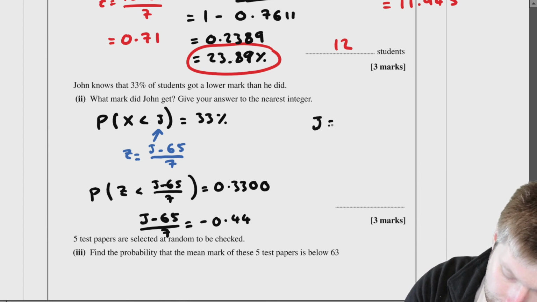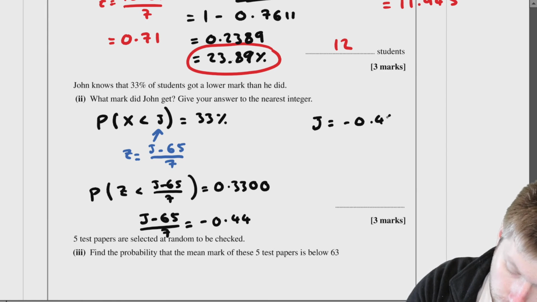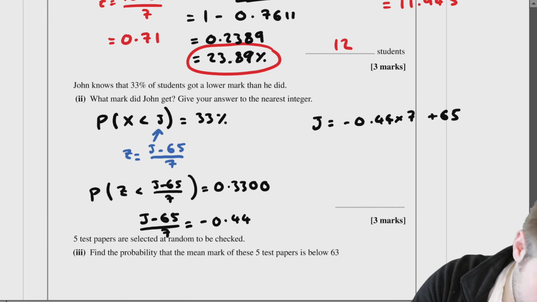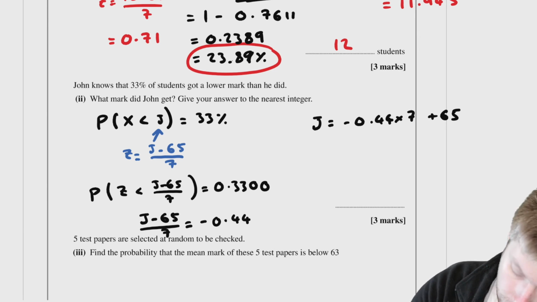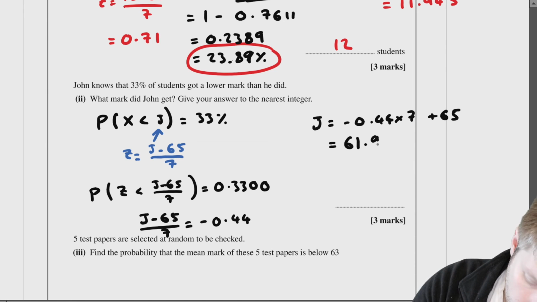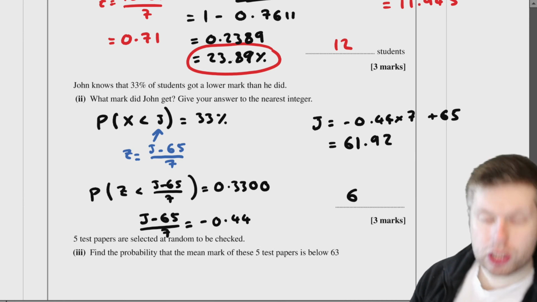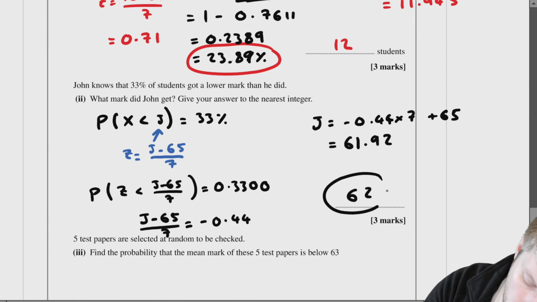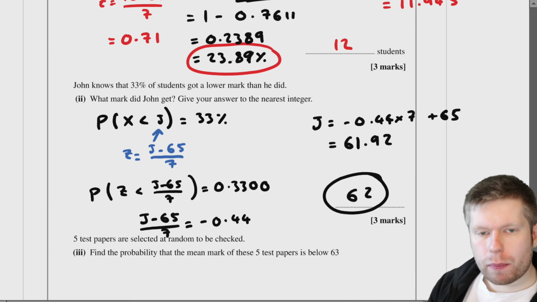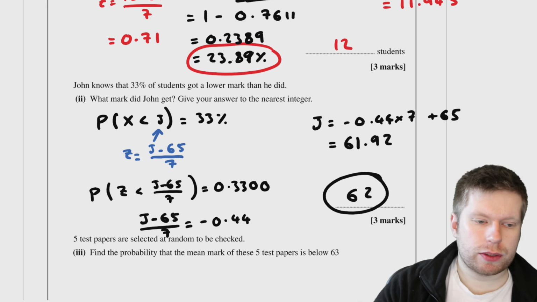So if I want to find J, I should times my negative 0.44 by 7, and then I should add on my 65. So if I just quickly stick that in my calculator, negative 0.44 times 7, add 65, that should give me 61.92. Now I need to find it to the nearest integer. So in other words, John got 61.92 if I'm working exactly, but to the nearest integer, I know that John's score should be 62. So in other words, anybody that got less than 62 on a paper accounts for 33% of students.